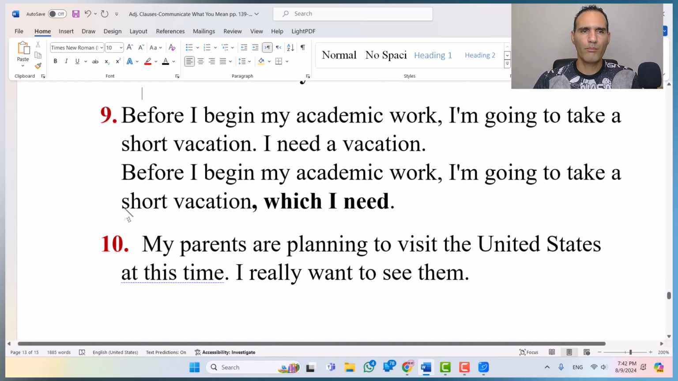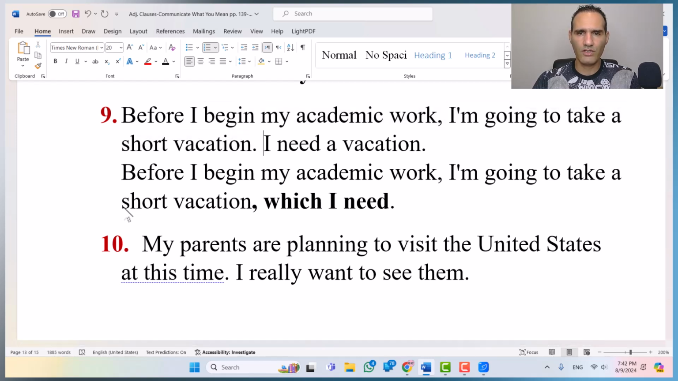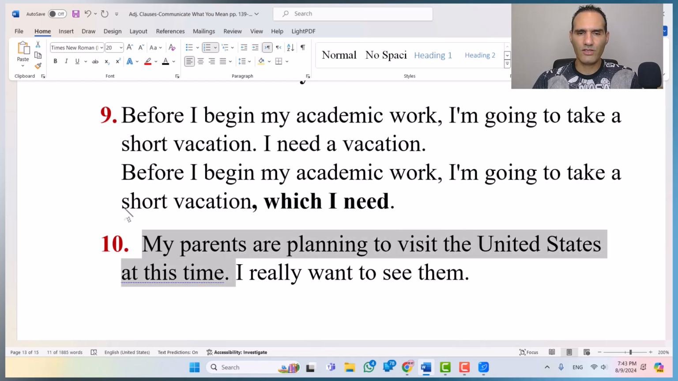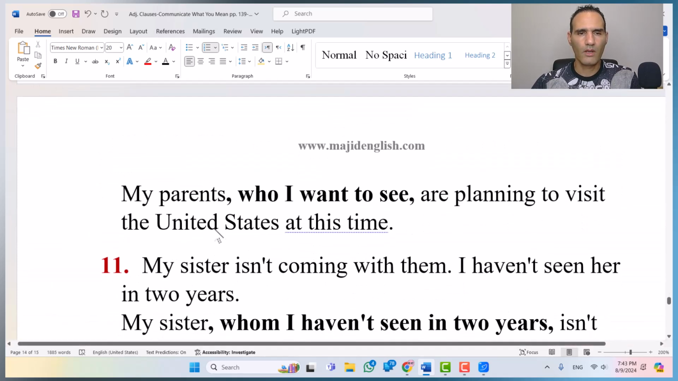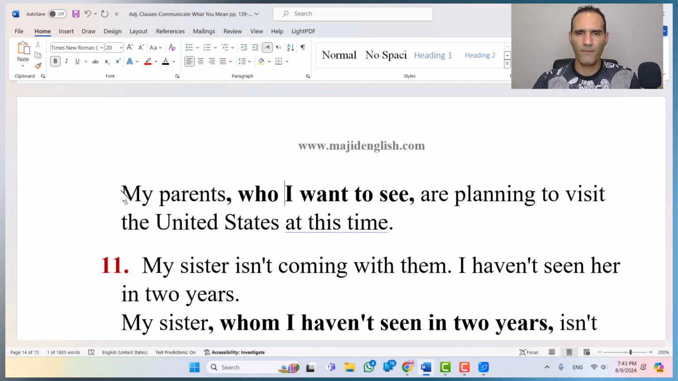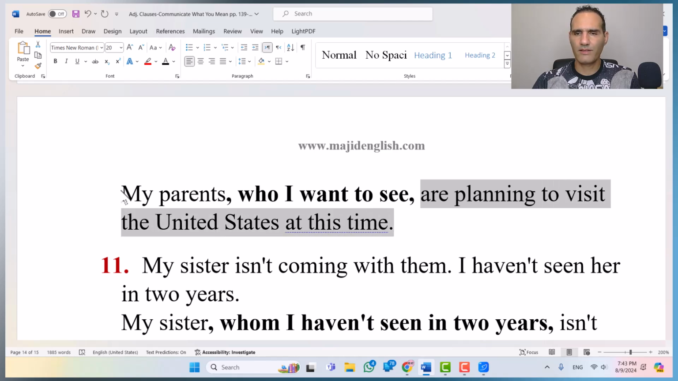Number 9, before I begin my academic work, I'm going to take a short vacation. I need a vacation. Before I begin my academic work, I'm going to take a short vacation, which I need. Unnecessary. Number 10, my parents are planning to visit the United States at this time. I really want to see them. My parents, whom I want to see, or who I want to see, or that I want to see, object, are planning to visit the United States at this time. Okay.